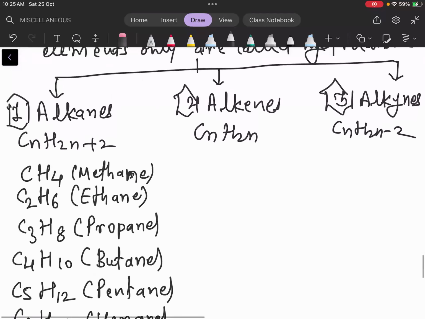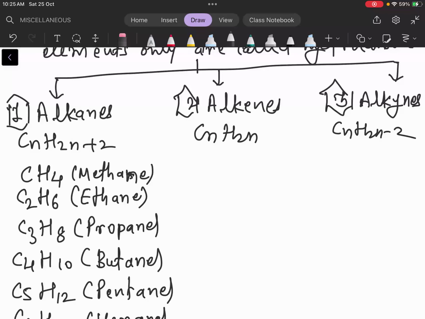Now, clapping cannot be done by a single hand. So just like that, no carbon-carbon double or triple bond forms whenever a single carbon is involved. So whenever n is equal to 2, what will you get? C2, H, 2 twos are 4. So C2H4, nothing but ethene.